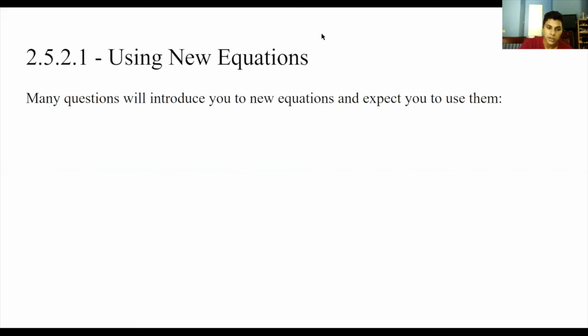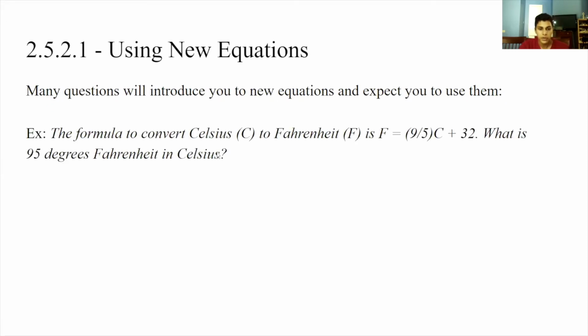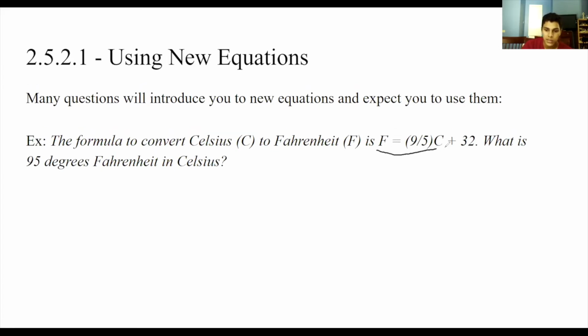All right, so starting with this, it says many questions will introduce you to new equations and expect you to use them. And so here I have an example question where it says the formula to convert Celsius to Fahrenheit is F equals 9 divided by 5 times C plus 32, where C is Celsius and F is Fahrenheit. What is 95 degrees Fahrenheit in Celsius? So what this question is doing is it's introducing you to a formula that you've probably never seen before. F equals 9 divided by 5 times C plus 32.